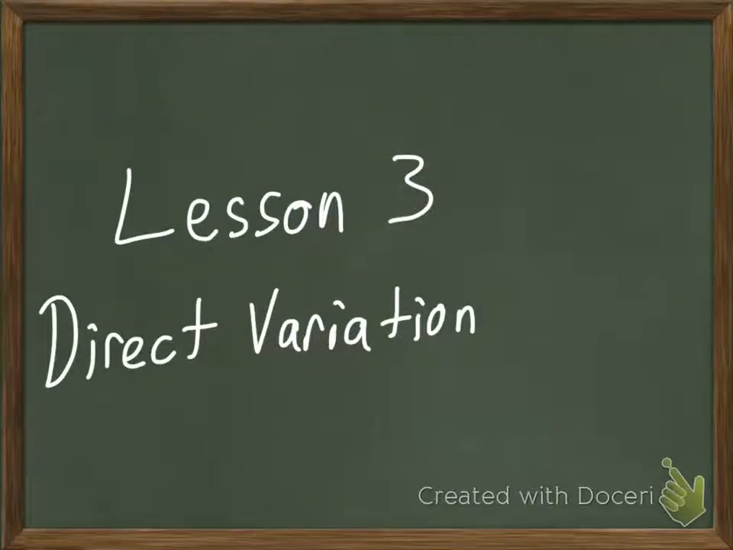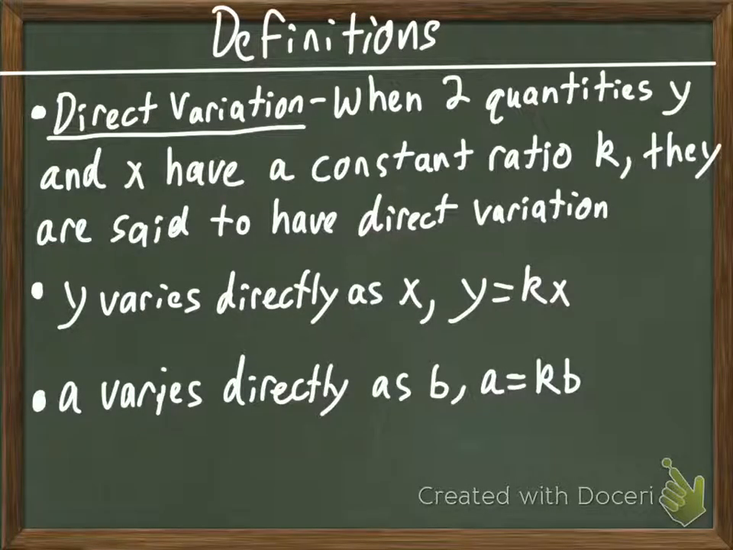Alright, welcome to Lesson 3 of Unit 3, Direct Variation. Now, direct variation is a way of explaining and a way of problem solving. So the definition of direct variation is when two quantities, y and x, have a constant ratio, k, they are said to have direct variation. So our two topics have to have something in common. They have that constant ratio that they're both going to be sharing.